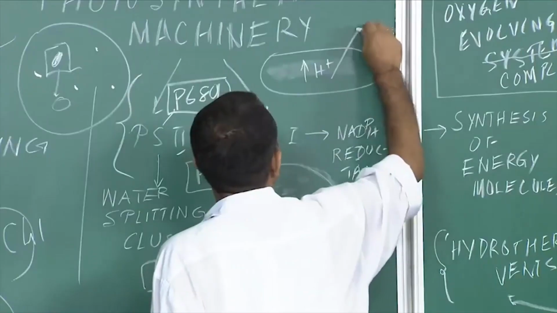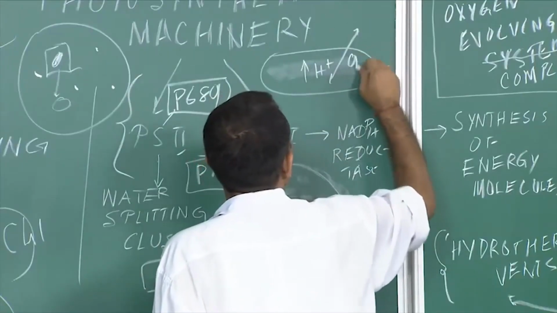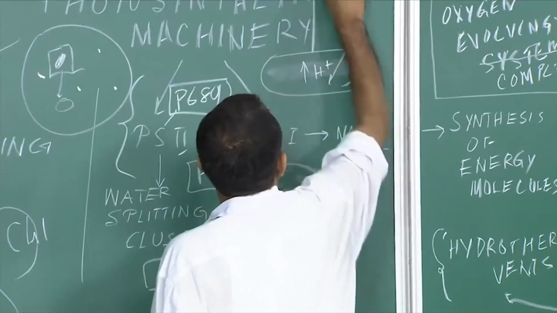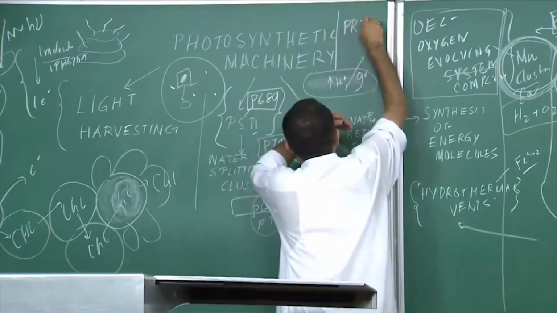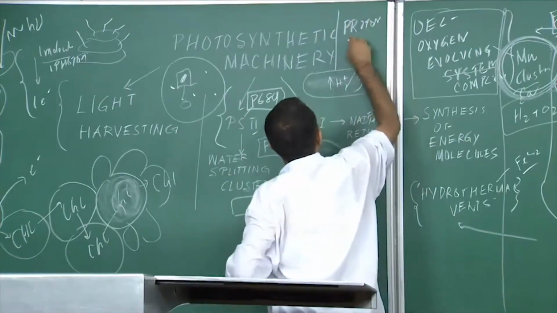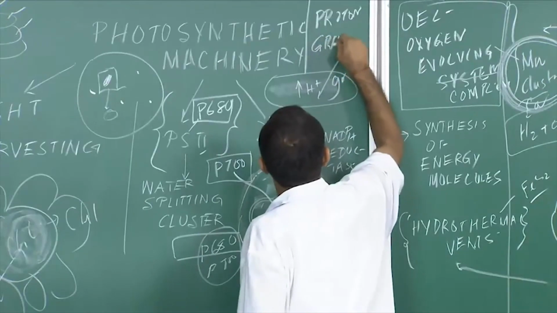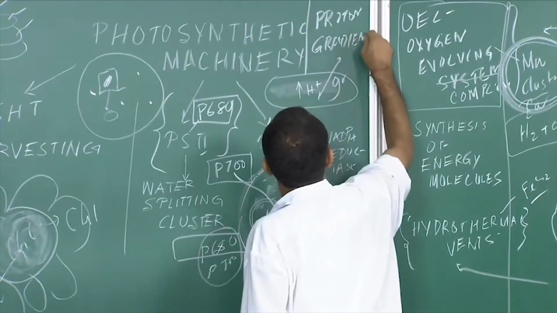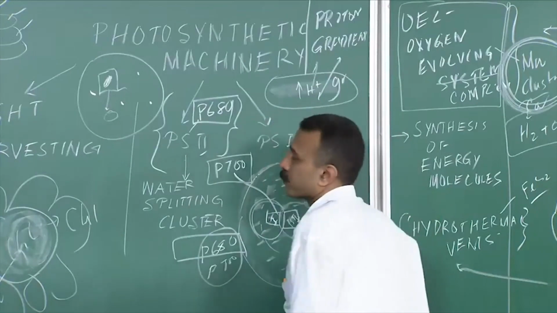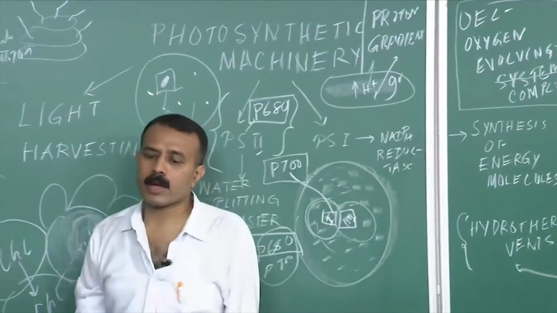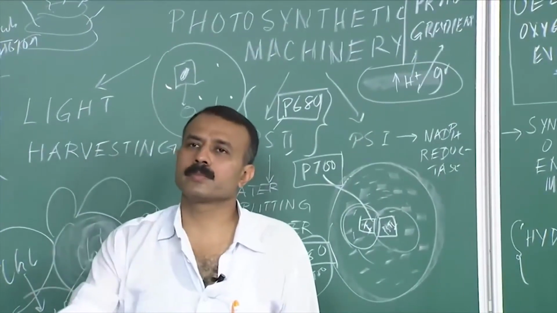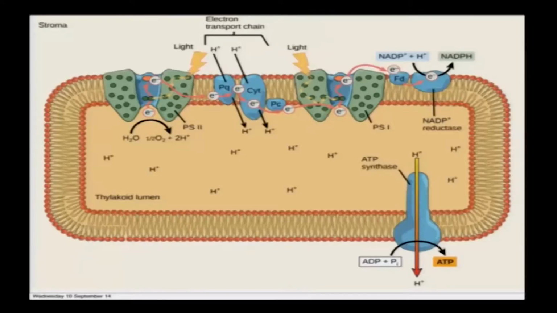So, now there is a proton gradient across the thylakoid membrane, and it is this proton gradient which eventually leads to the synthesis of ATP by ATP synthetase, which is present on the thylakoid membrane.